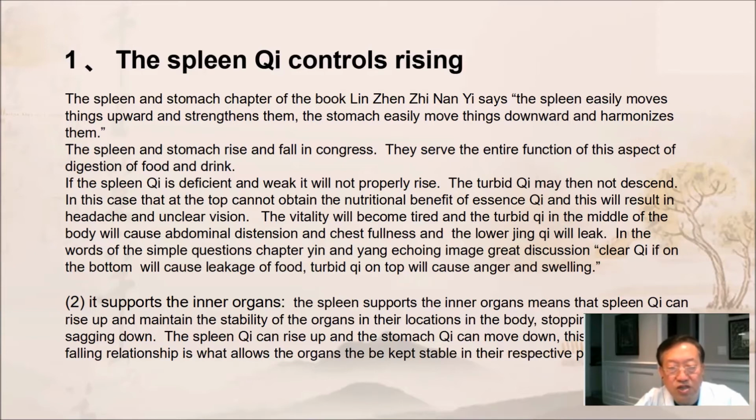2. It supports the inner organs. The spleen supports the inner organs means that the spleen qi can rise up and maintain the stability of the organs and their locations in the body, stopping them from sagging down. The spleen qi can rise up and the stomach qi can move down. This rising and falling relationship is what allows the organs to be kept stable in their respective places.